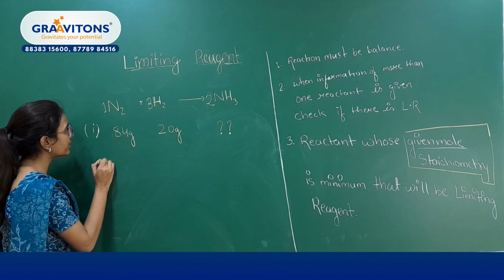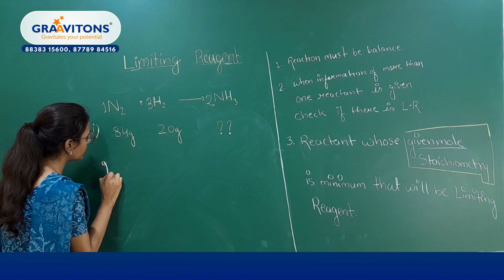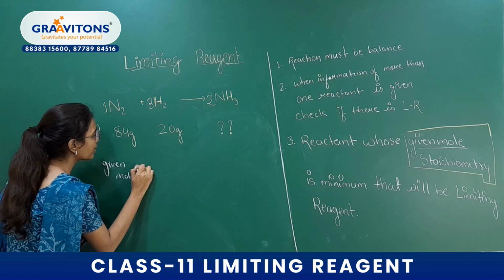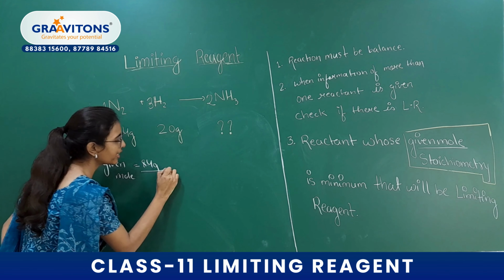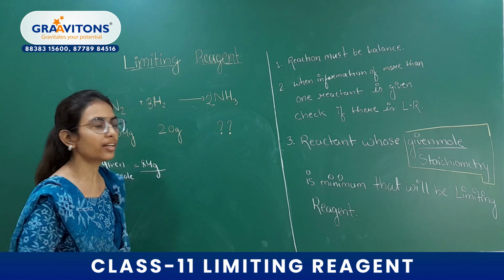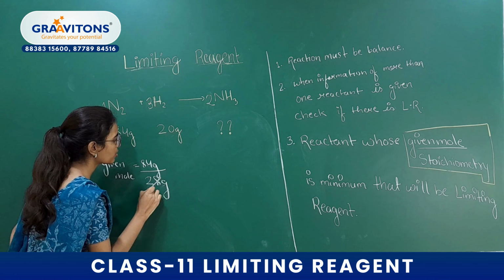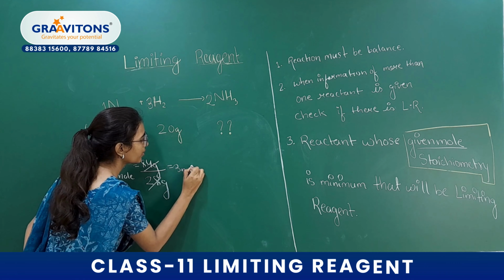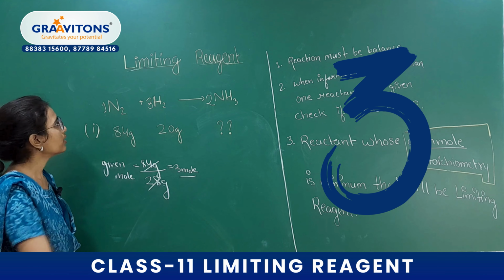So how to calculate the given mole of nitrogen? We know that mole is equal to given mass, that is 84 gram, divided by molecular mass. What is the molecular mass of nitrogen? It is 28 gram. So divide by 28 gram, it will come out 3 mole. So we have got 3 mole as the given mole of nitrogen.